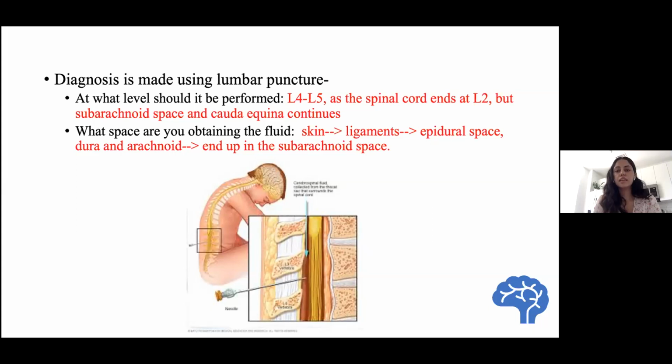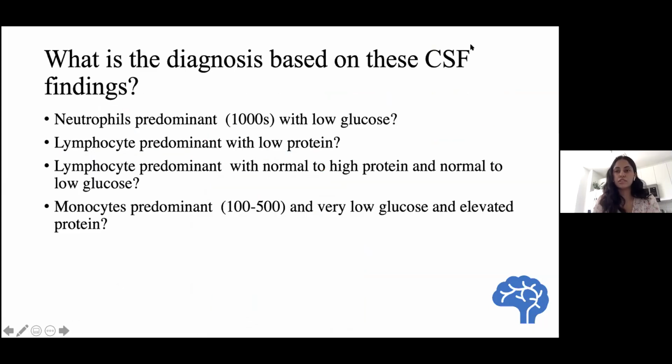Now, it's important to be able to diagnose the patient based off of CSF findings. So here we have a couple of scenarios that you might see in your question stem, and you should be able to come up with the answers fairly quickly. If you obtained the CSF sample and you saw it was neutrophil predominant with low glucose, what is the cause? Is it bacterial, viral, fungal?